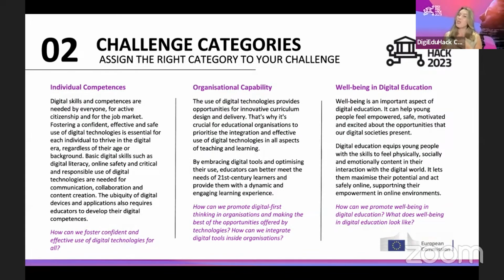Our sixth category is well-being in digital education, which of course is important. One category of people that we are educating is the young population, kids and youth. It's important to make them feel empowered and encouraged to actually use these digital tools and thrive in this era of education. How can you promote well-being in digital education? What does well-being in digital education look like? This is also a topic area that you can focus on in your own hackathon.